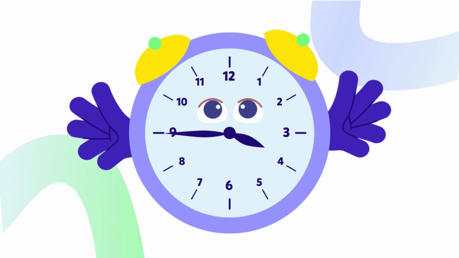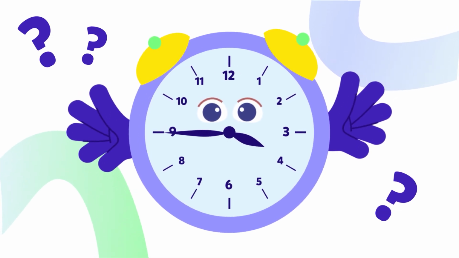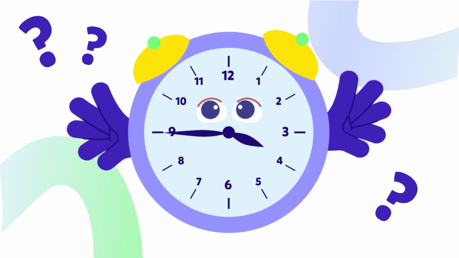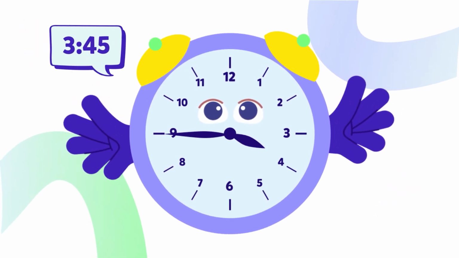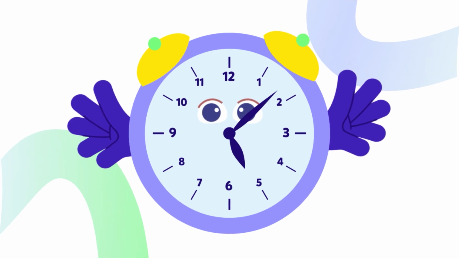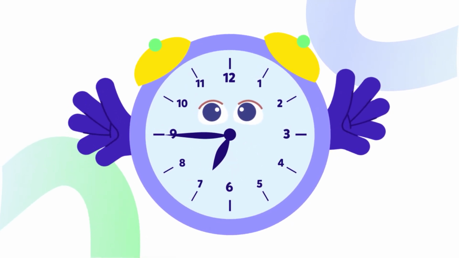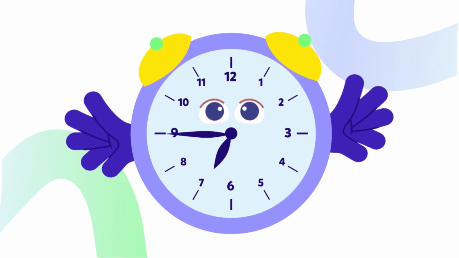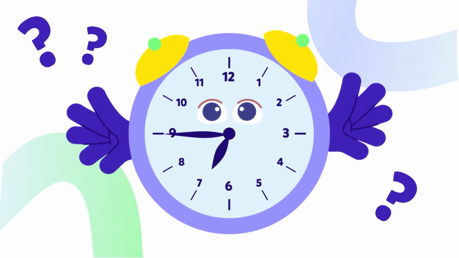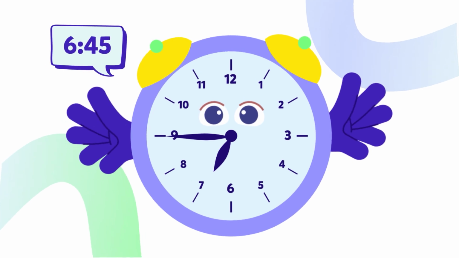What time is it? The big hand is at 9 and the small hand is nearly at 4. It's 4:45. What time is it? The big hand is at 9 and the small hand is nearly at 7. It's 7:15.